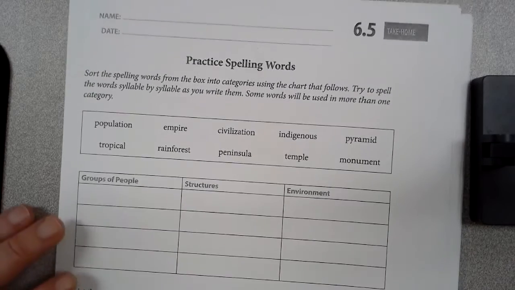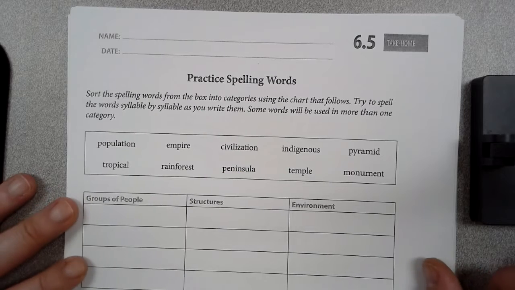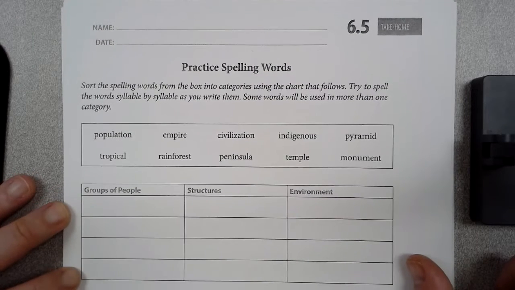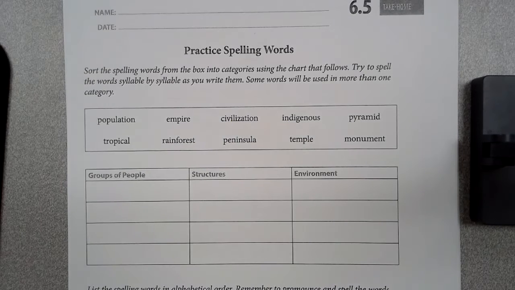We're going to sort the spelling words into boxes. We're going to sort the spelling words from the box into categories using the chart that follows. Try to spell the words syllable by syllable as you write them. Some words will be used in more than one category. So remember, we have population, empire, civilization, indigenous, pyramid, tropical, rainforest, peninsula, temple, and monument.